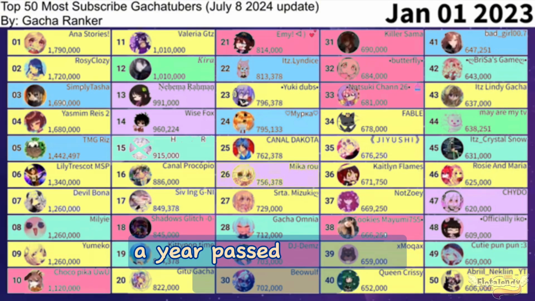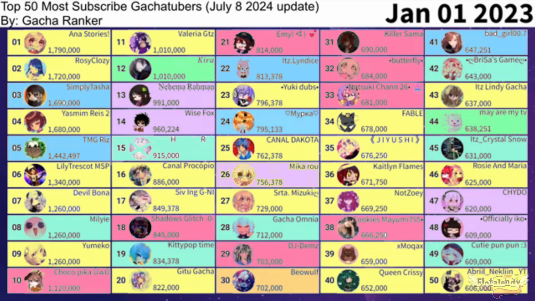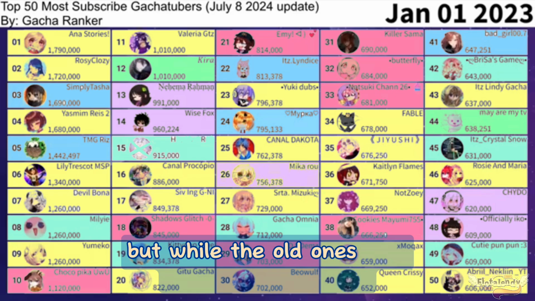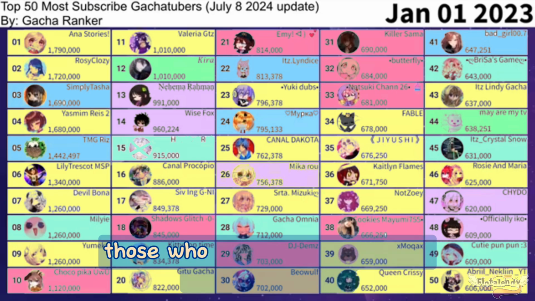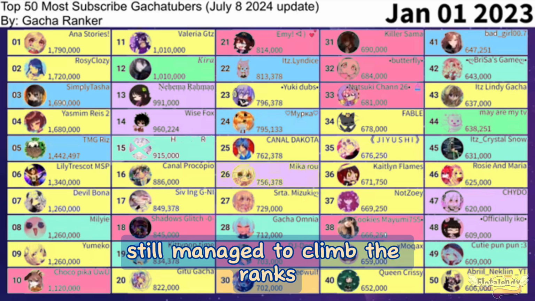A year passed as we are entering 2023. And already we can witness some massive changes. Many of the top 50 have changed their primary type of content, mostly towards making movies or series. But while the old ones are slowly losing ground and influence over the gacha community, those who managed to combine art and movies still manage to climb the ranks.